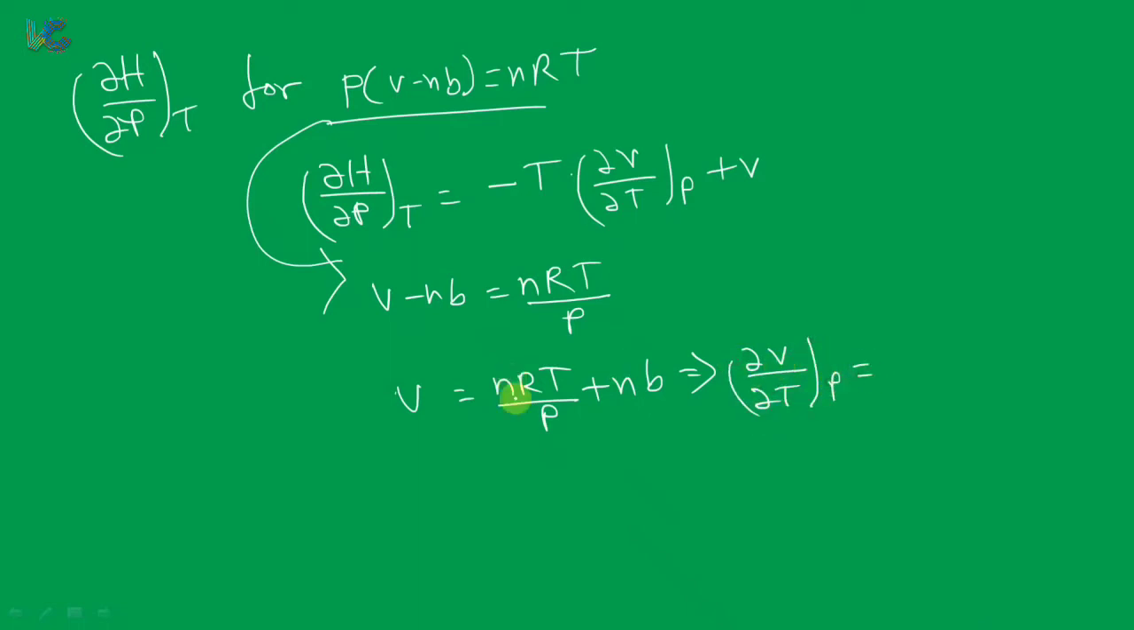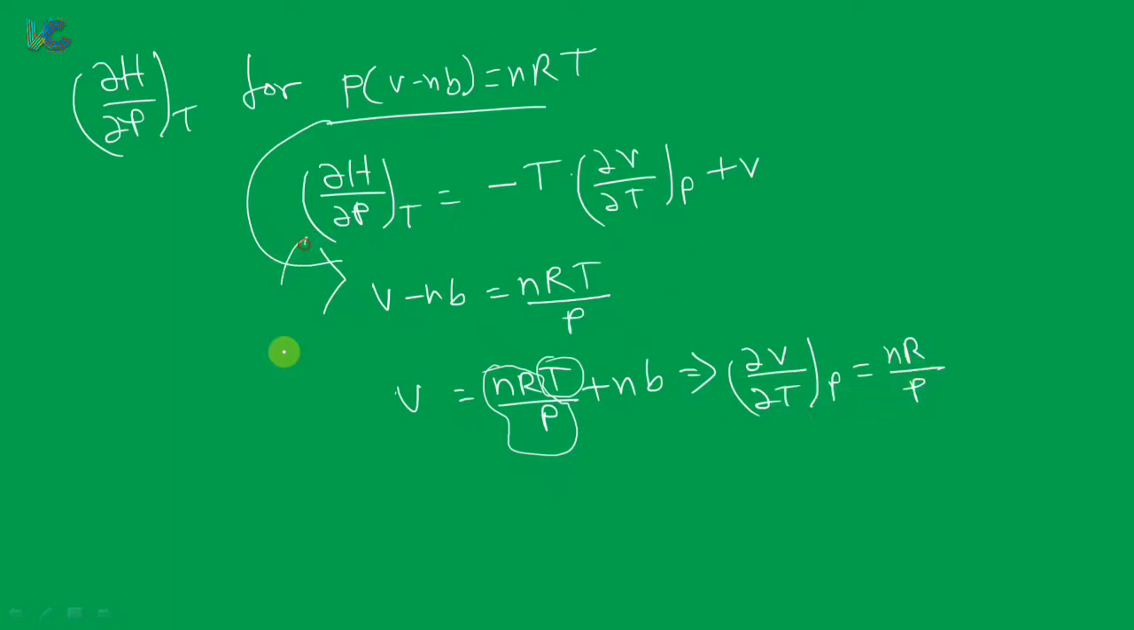That means nR by P, this is constant. So nR by P, and the differentiation of T with respect to T is 1, and n is also a constant, b is also a constant. If you do the differentiation with respect to T, this part will be 0 because it is constant. So del V del T at constant P, you will get nR by P.